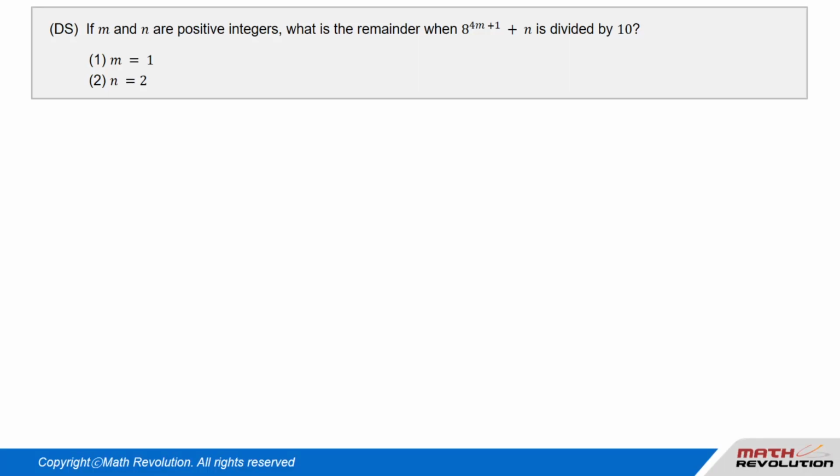Question: DS. If m and n are positive integers, what is the remainder when 8 to the whole power of 4m + 1, plus n, is divided by 10? Condition 1, m equals 1. Condition 2, n equals 2.